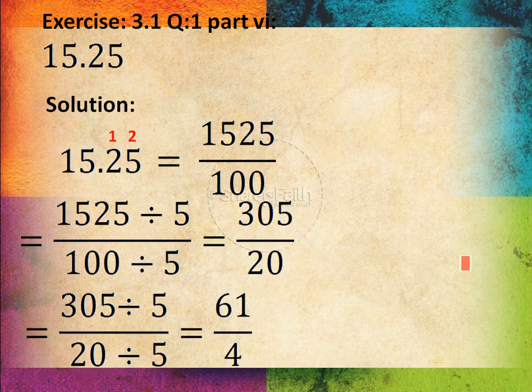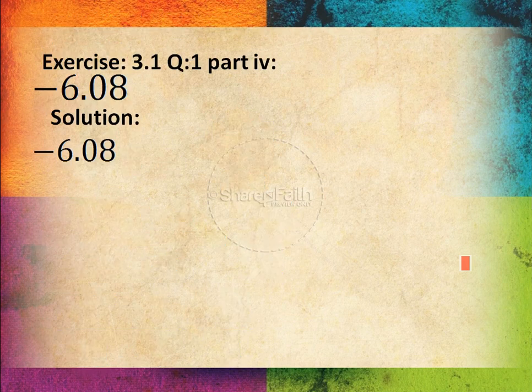Now let us solve another question. Here I have taken a negative decimal, minus 6.08. We are going to follow the same steps and we will keep the negative sign beside each step. The steps are the same. Step 1. Write 1 below the decimal point. So I have written 1 below the decimal point.